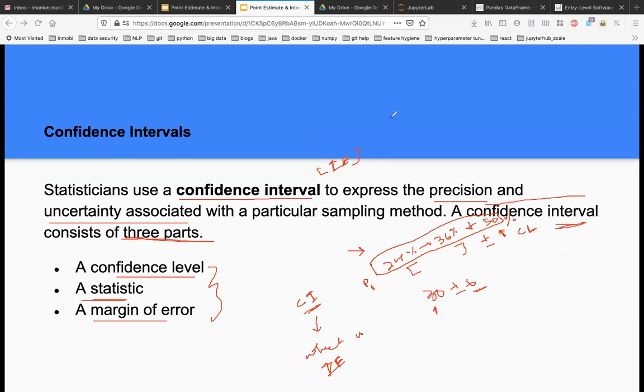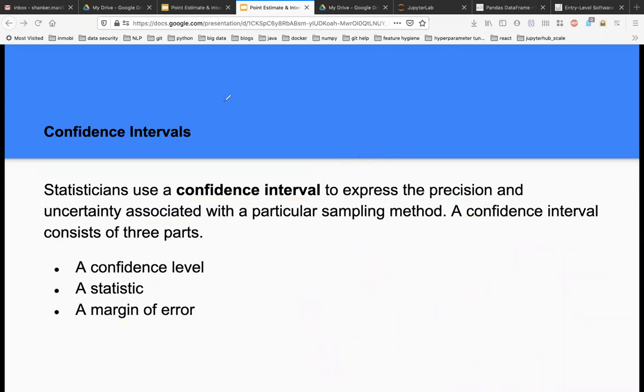The complete thing together. Don't get confused between confidence interval and confidence level. Don't get confused with this percentage and this percentage.